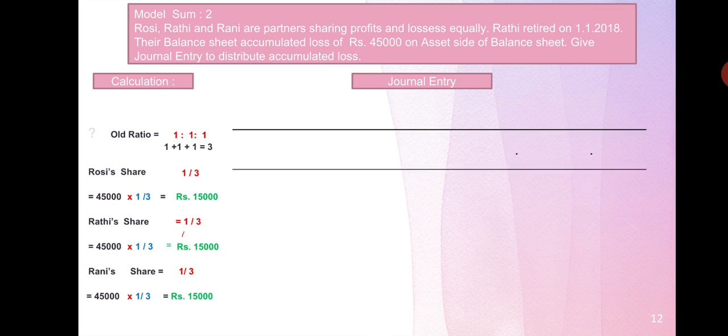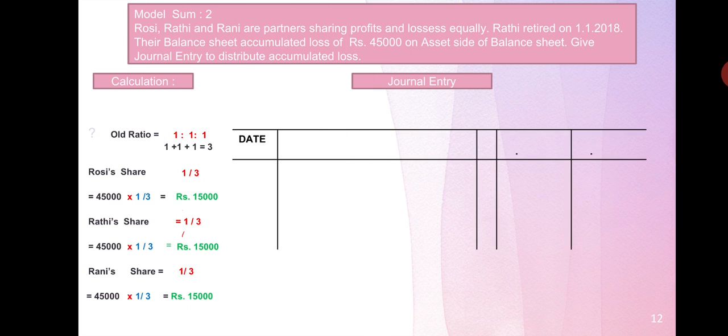Write the format first. Date, particulars, LF, debit rupees, credit rupees. Now since it is loss, when it is profit, it will be credited to the partner's capital account. You have to note down here one point. If it is loss, partner's account must be debited. So you want to give a debit entry for the partner's capital account.